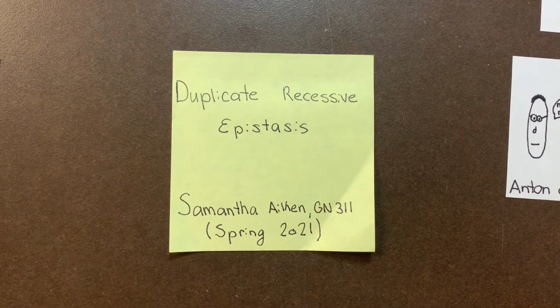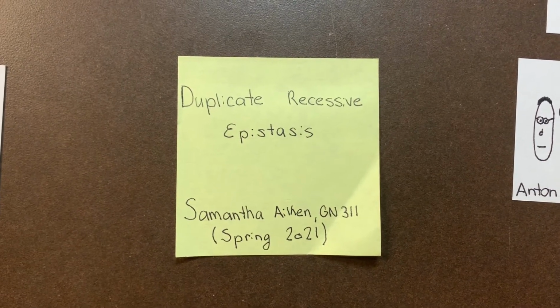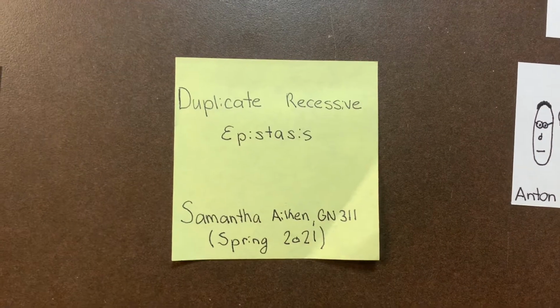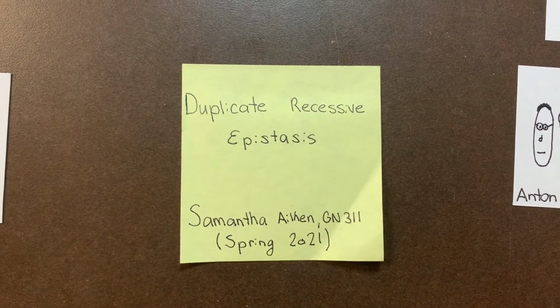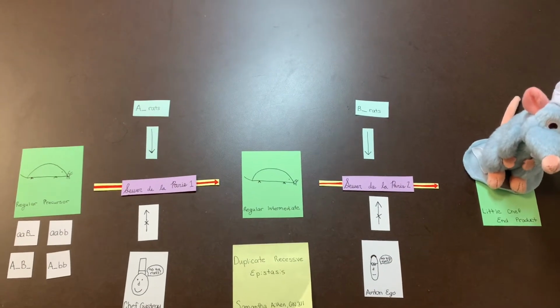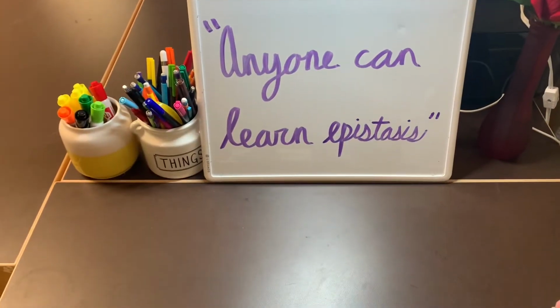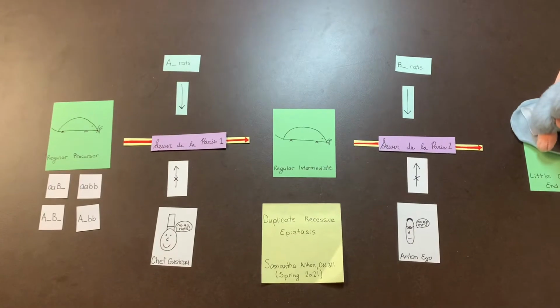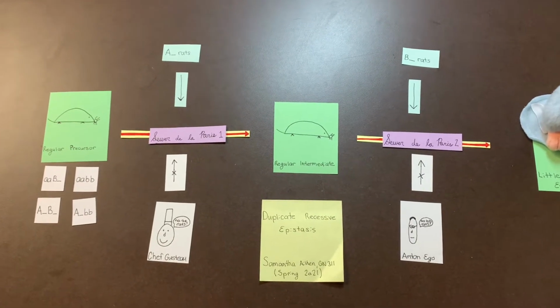Alright, in this video I'm going to walk through the duplicate recessive mode of epistasis using characters and concepts from the movie Ratatouille. In that movie, the motto is "anyone can cook," but in our video, the motto is "anyone can learn epistasis."